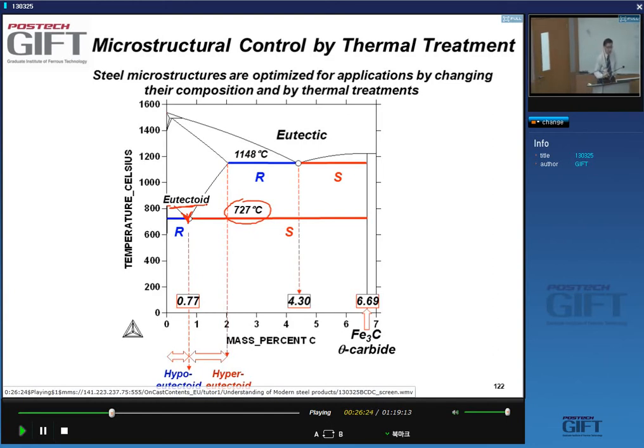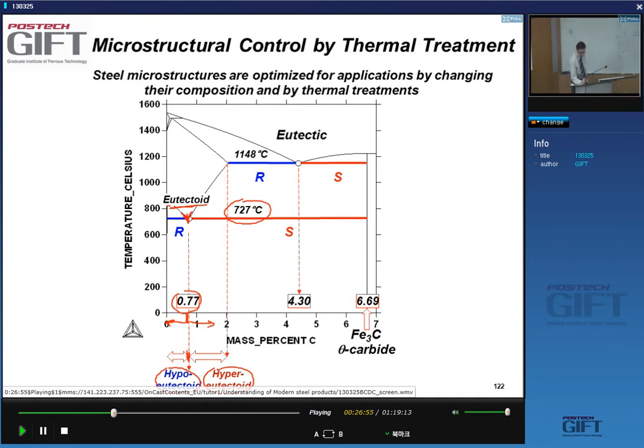Yes, that's at around 0.8% of carbon, 0.77, and all compositions that have carbon contents less than this are called hypoeutectoid. And many steels are hypoeutectoid steels. Yes? Whereas carbon contents higher than this point are called hypereutectoid.